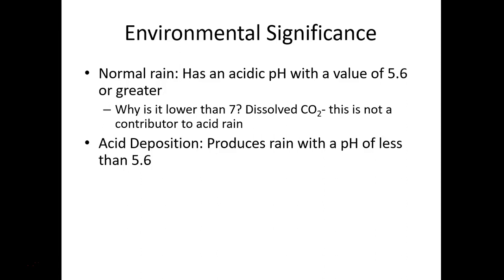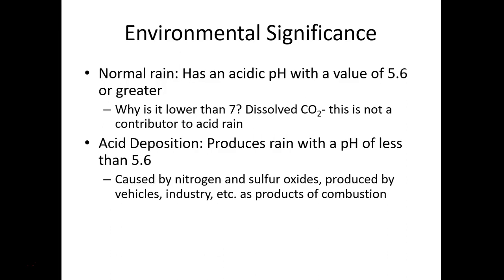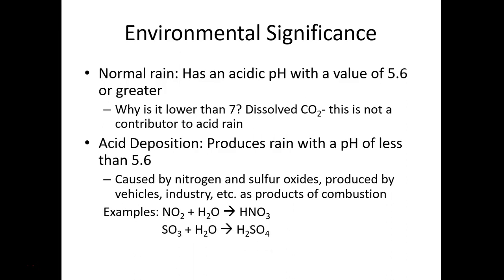So let's talk about what causes that. This is caused by nitrogen and sulfur oxides. So vehicles produce these, different industries produce these as products of combustion. It's just a couple examples, and there's more in your textbook in Chapter 8. Nitrogen dioxide plus water gives nitric acid, and it could just be reacting with water vapor in the air. Sulfur trioxide and water vapor gives sulfuric acid. So obviously those are both strong acids that could lower the pH of rain.